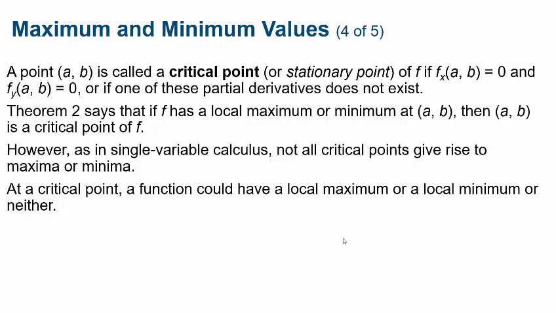Okay. So theorem 2 says that if f has a local maximum or minimum at a, b, then a, b is a critical point of f. All right, however, as in single variable calculus, not all critical points give rise to maxima or minima. Okay, at critical values, a function could have a local max or a local min or neither.